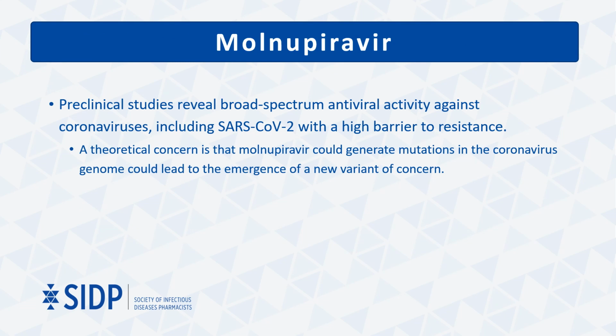With respect to preclinical data, studies reveal that Molnupiravir possesses broad-spectrum antiviral activity against coronaviruses, including SARS-CoV-2. Importantly, it is noted that there is a high barrier to resistance against this medication. However, owing to the mechanism of action of Molnupiravir, there is a theoretical concern that it could generate mutations in the coronavirus genome that could lead to the emergence of new variants of concern. And as we'll show shortly in the clinical data, fortunately, these have not been seen to date.